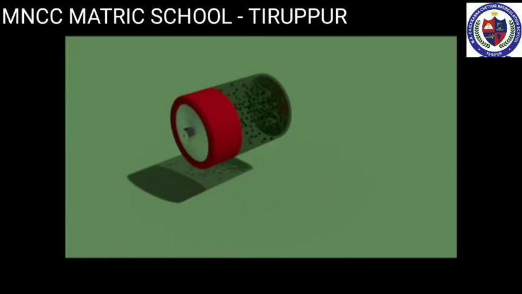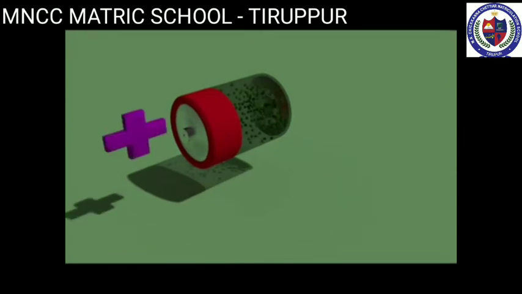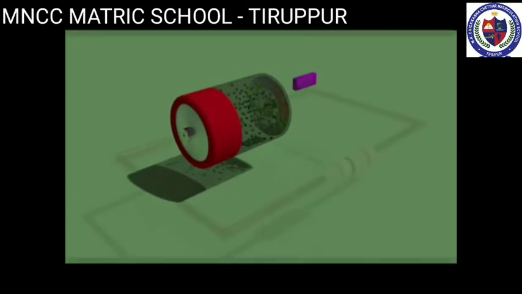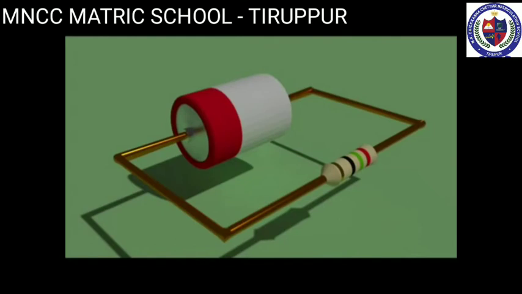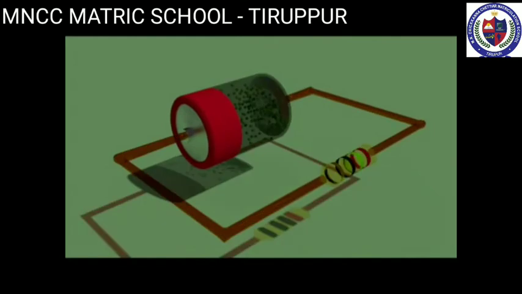For example, the movement of positive charge is called conventional current. The flow of electrons is termed as electric current. In an electrical circuit, the positive terminal is represented by a long line and the negative terminal by a short line. Battery is the combination of more than one cell. Electric current is the rate at which charges flow past a point on a circuit.